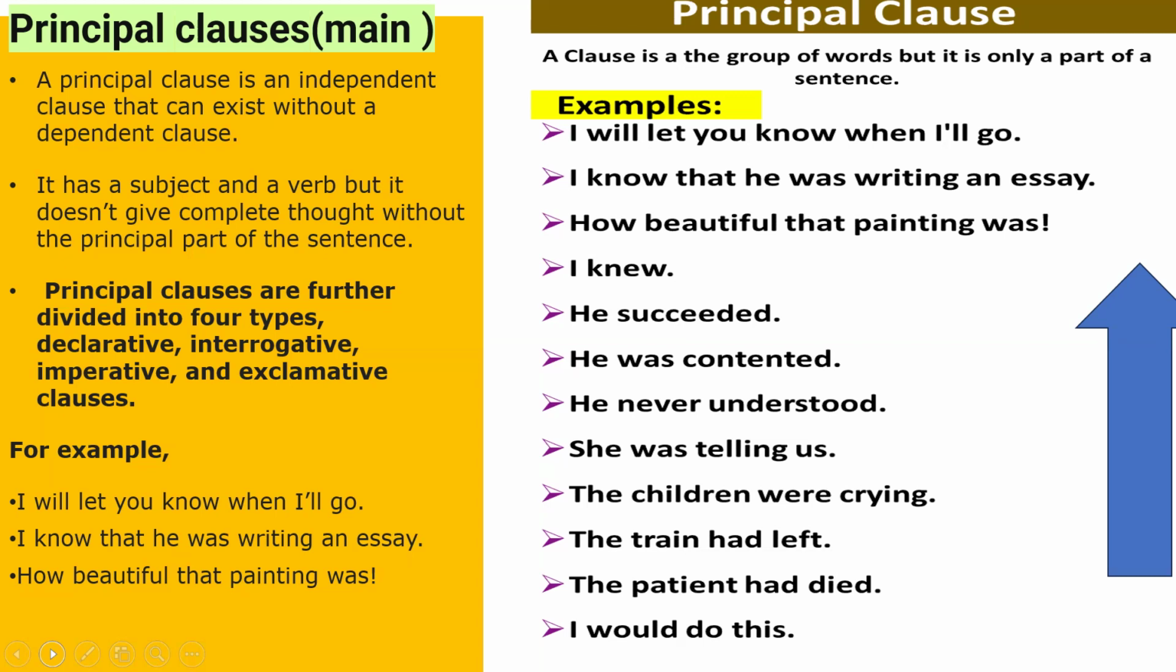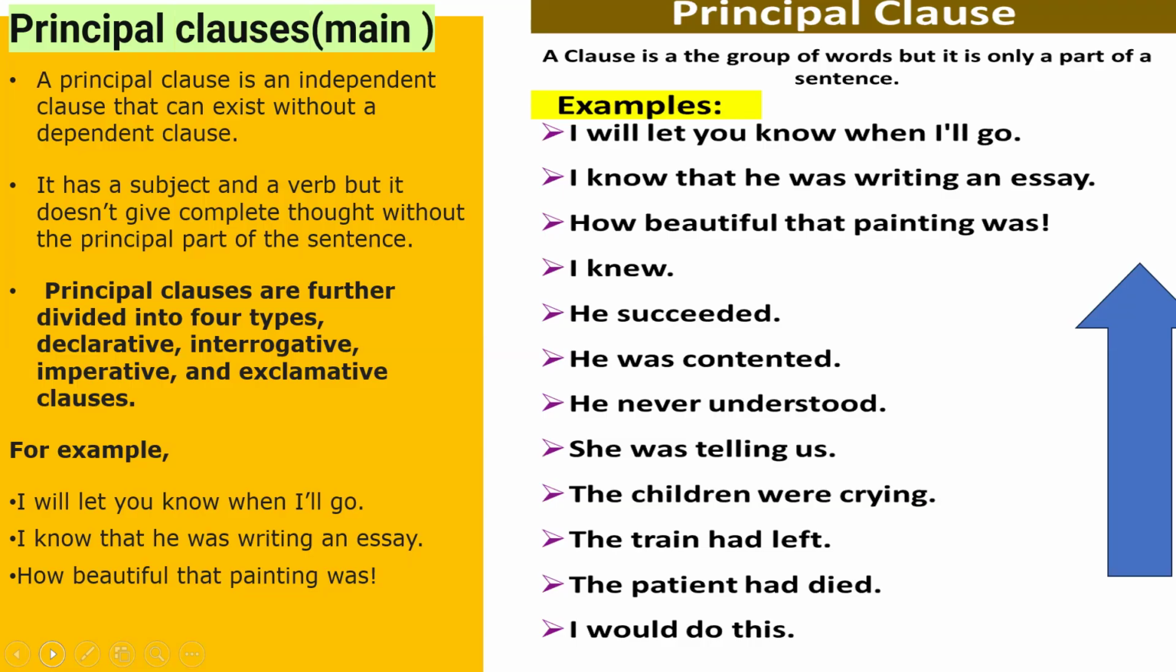Examples given: I will let you know when I will go. I know that he was writing an essay. How beautiful that painting was. So I will let you know is an independent clause. When I will go is a dependent clause. I know is an independent clause. That he was writing an essay is a dependent clause. How beautiful, that painting was. How to recognize dependent and independent clauses, we are going to learn in this video itself.